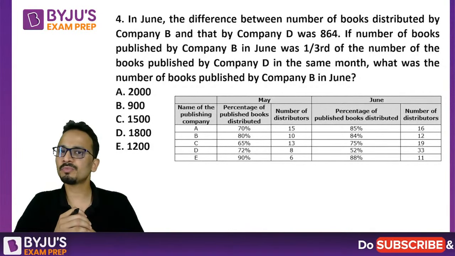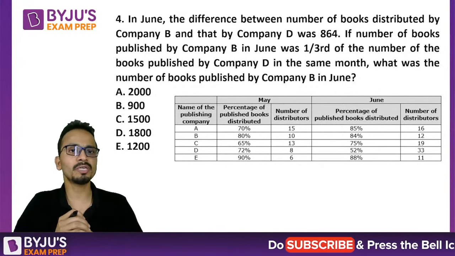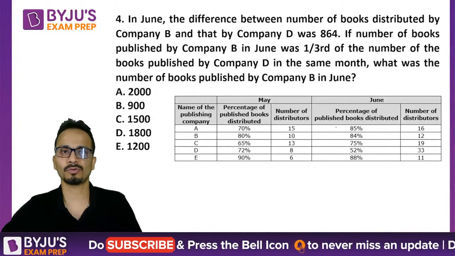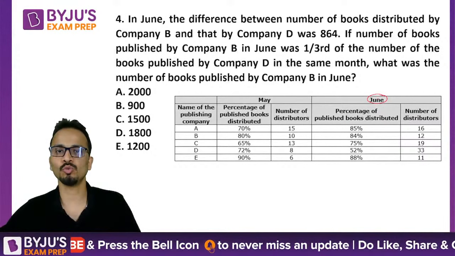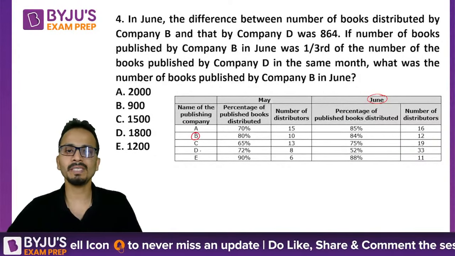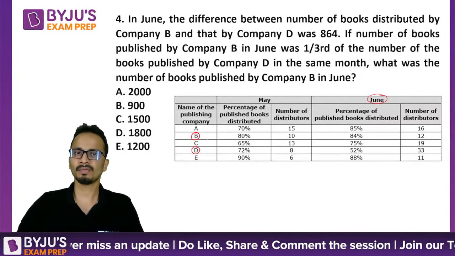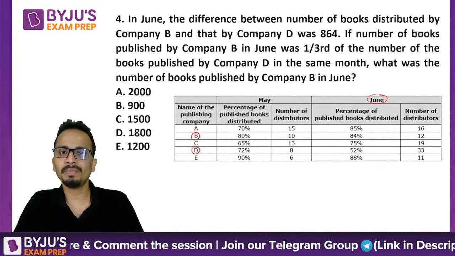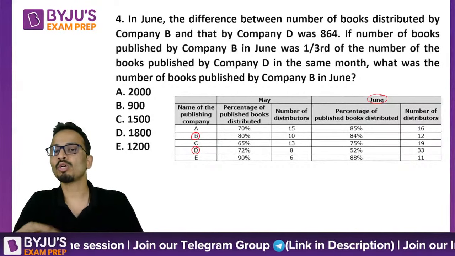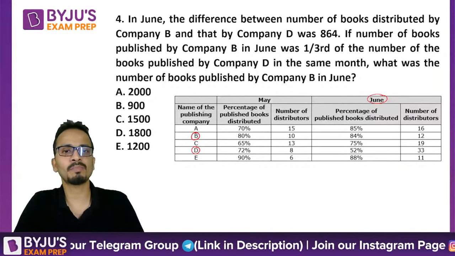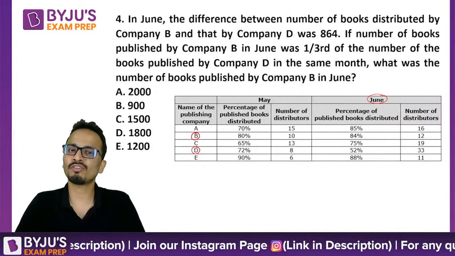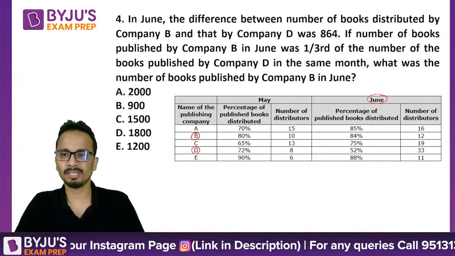In June, the difference between the number of books distributed by B and D was 864. So they are talking about the month of June and company B and company D. If the number of books published by B in June was 1/3 of the number of books published by D in the same month, what was the number of books published by B in the month of June?